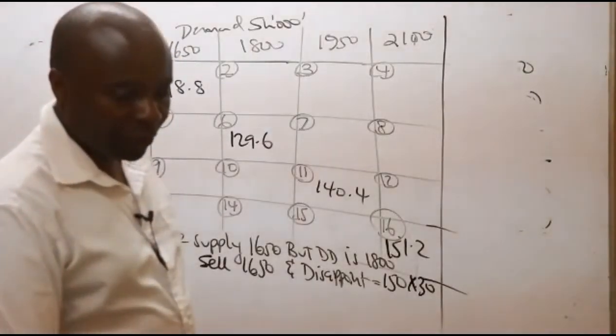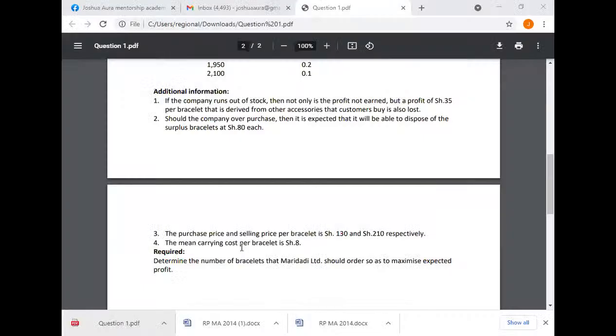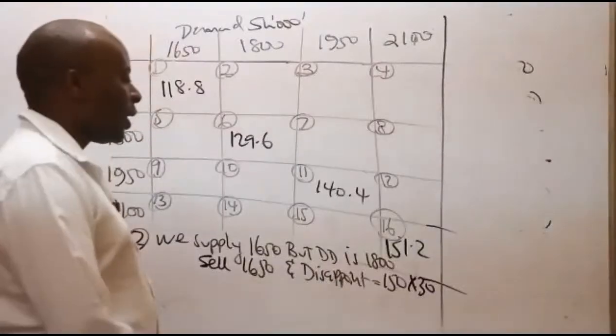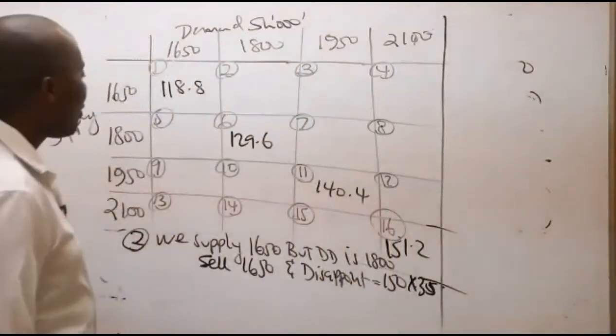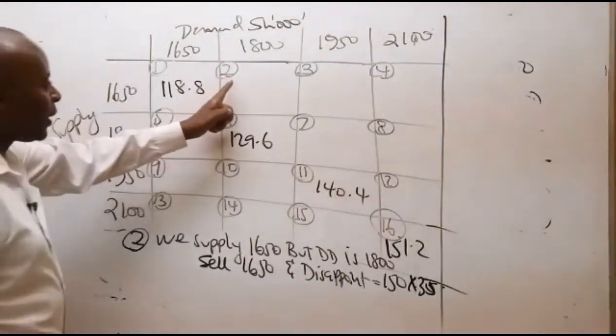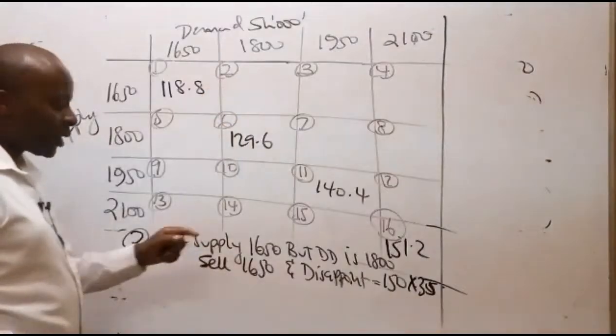They have told us that for every customer who comes, just like how Nakumat used to tell us, if you need it, we've got it. You can see here, a profit of 35 per bracelet that is derived from other accessories that customers buy is also lost. So for every customer we disappoint, you are right, we shall be losing 35. So could you kindly go ahead and give me the profit I expect here. In short, I'm going to sell 1650.